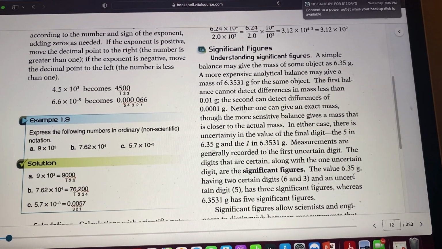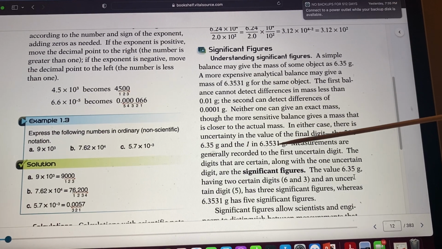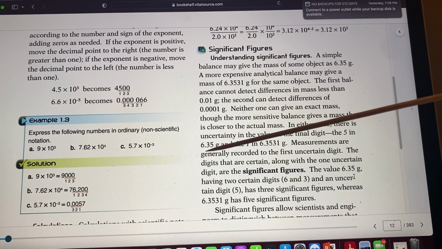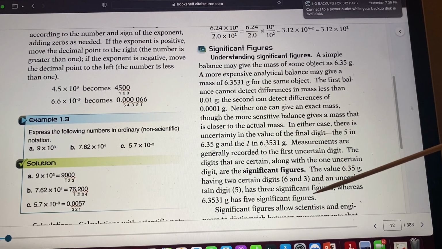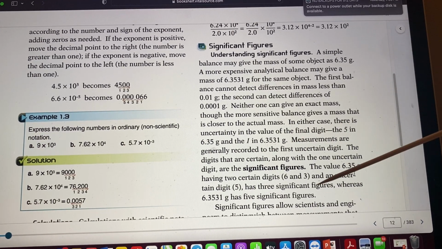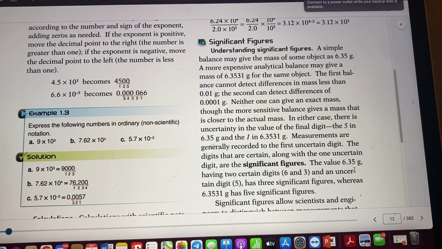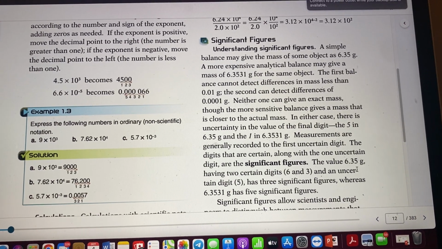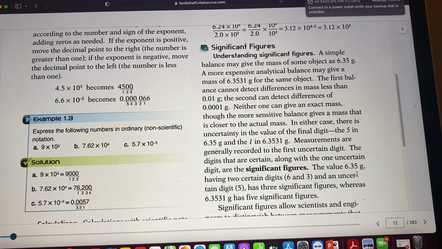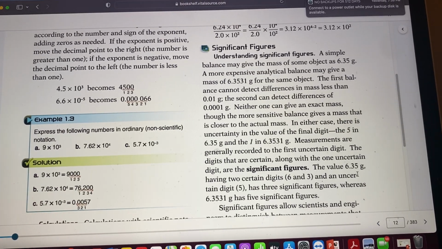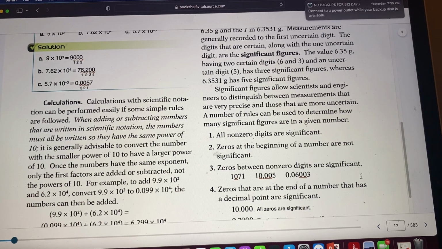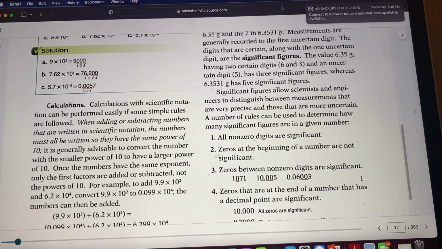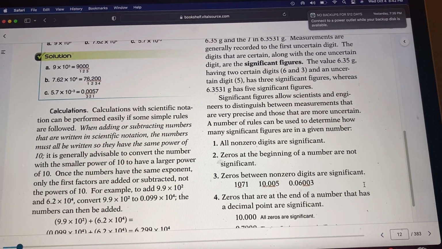So when you do it on your calculator, you think, well, how do I round it to 6.35, or do I keep it as is? Is this significant, or what are the rules for how I can round it, or do I keep this long, big number on a calculator? So significant figures allow scientists and engineers to distinguish between the measurements that are very precise and those that are more uncertain. And they want to get rid of the uncertainty.